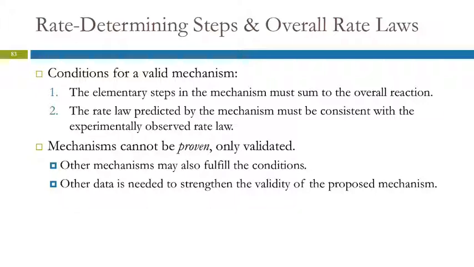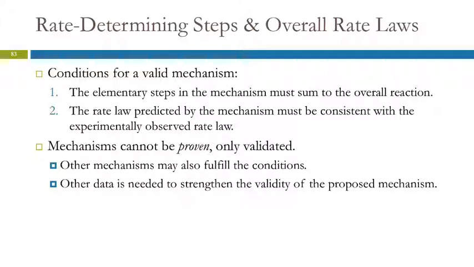So, conditions for a valid mechanism. These are kind of the rules. The elementary steps in the mechanism must sum to the overall reaction. If you make up a mechanism and when you add all the steps together, it doesn't give you the overall reaction, something's wrong. I'm trying to dim the lights and I'm pressing the wrong button as I'm saying something's wrong. Okay, the second condition is the rate law predicted by the mechanism has to be consistent with the experimentally observed rate law.